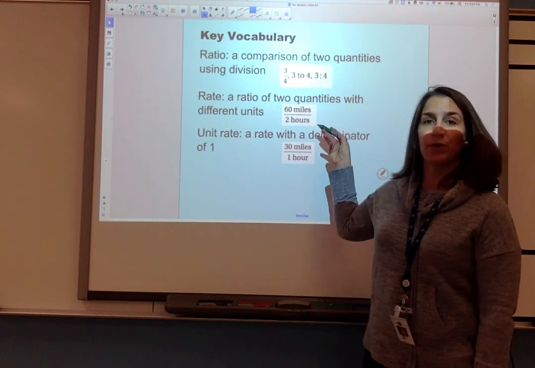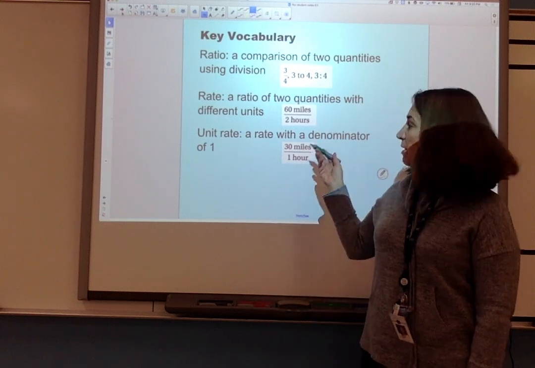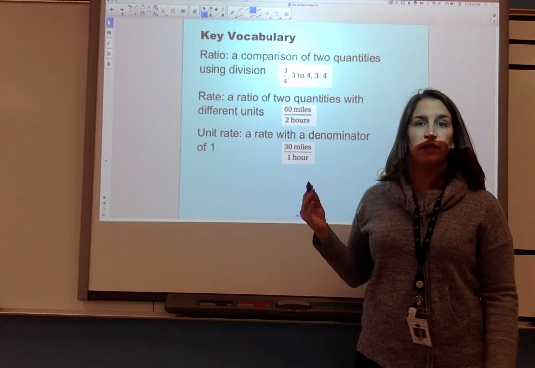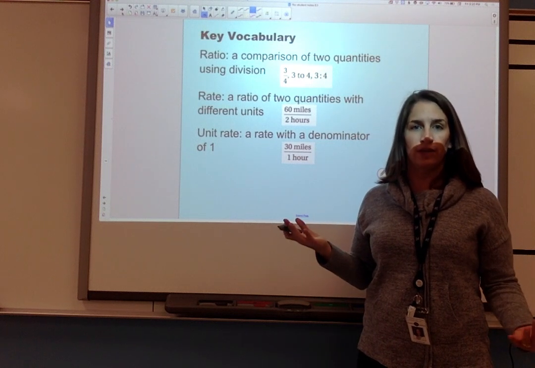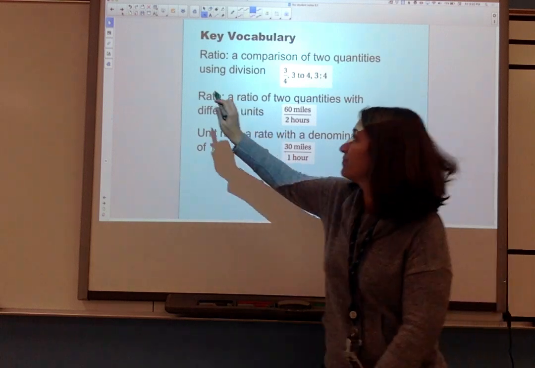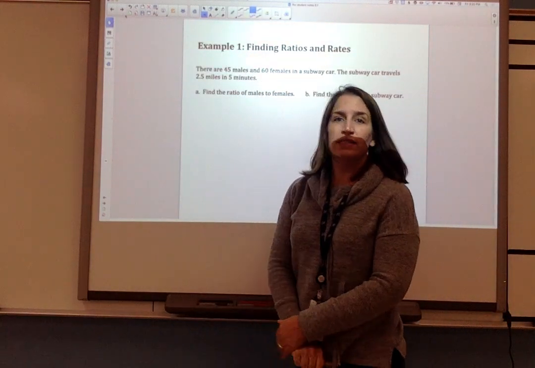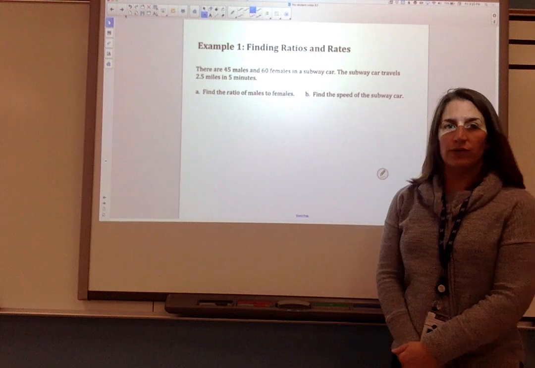So 60 miles per 2 hours is not a unit rate, but 30 miles per hour is, because we're seeing how far does this vehicle go in 1 hour. Let's go ahead and look at some examples of writing ratios and rates.